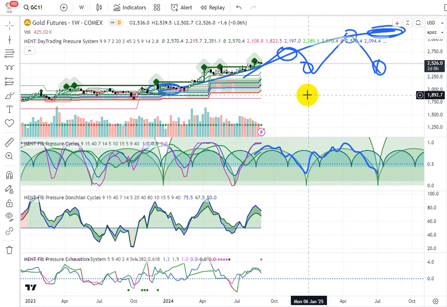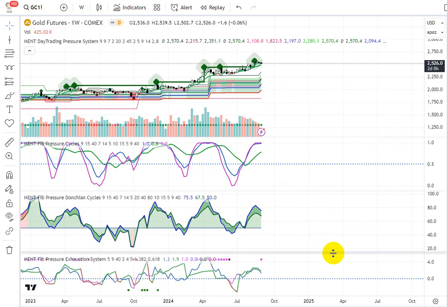Okay, hope this helps. Remember, this is designed to empower you to be able to trade more efficiently, more functionally, all the way you want. And again, it works on anything.